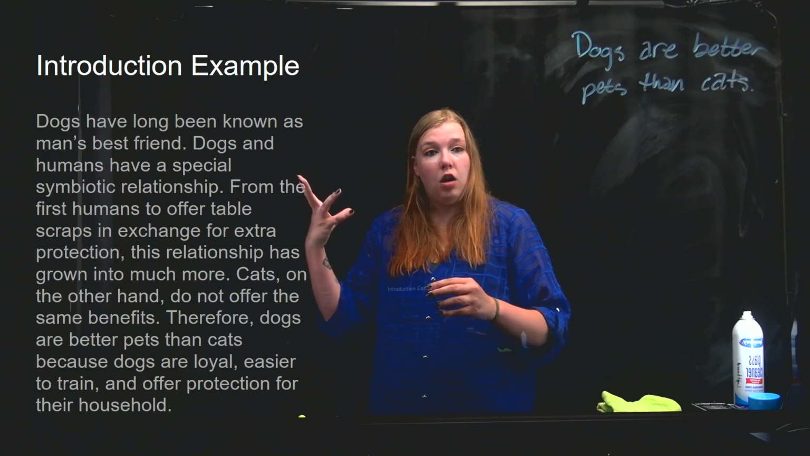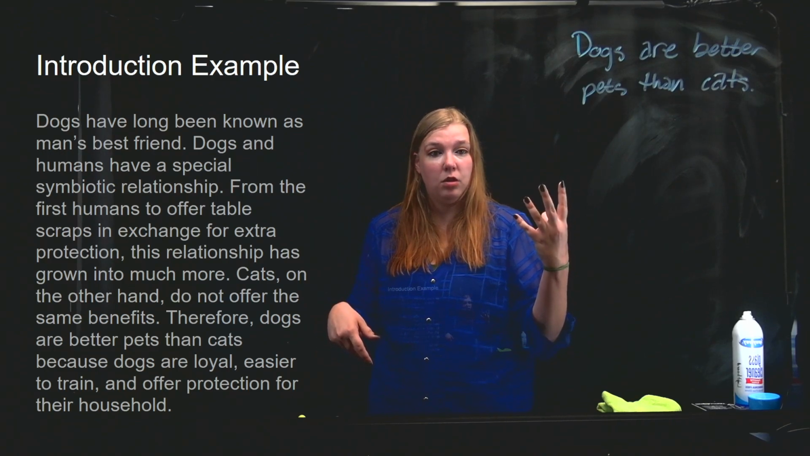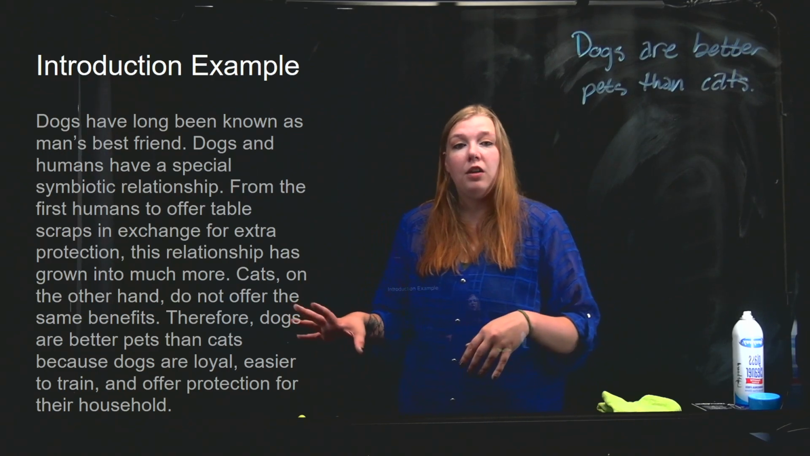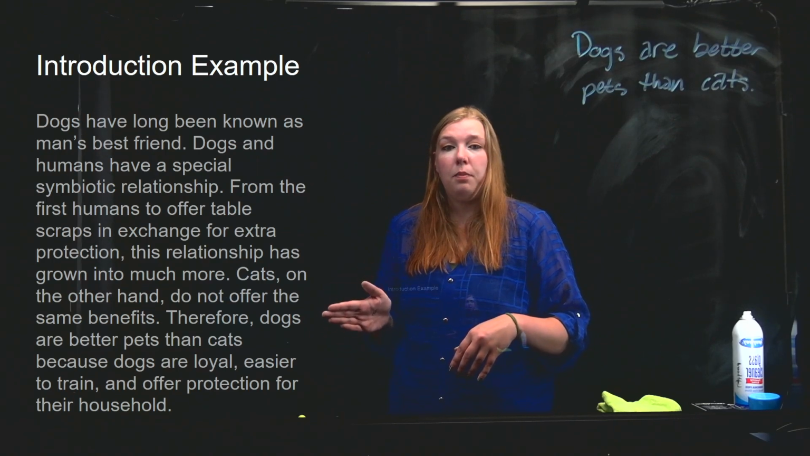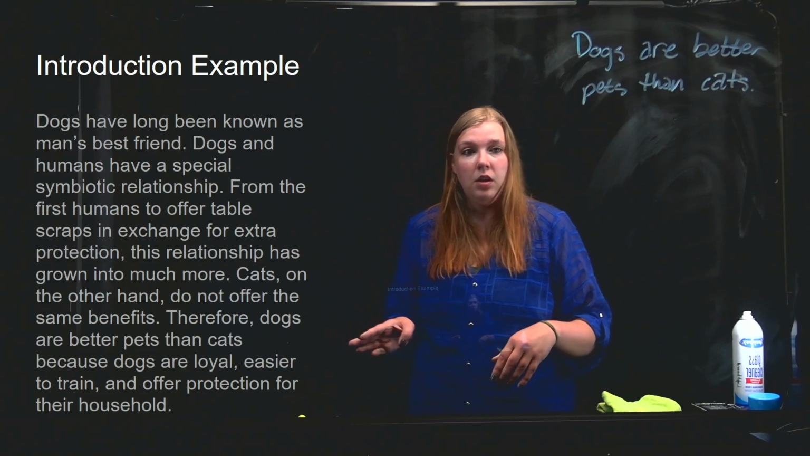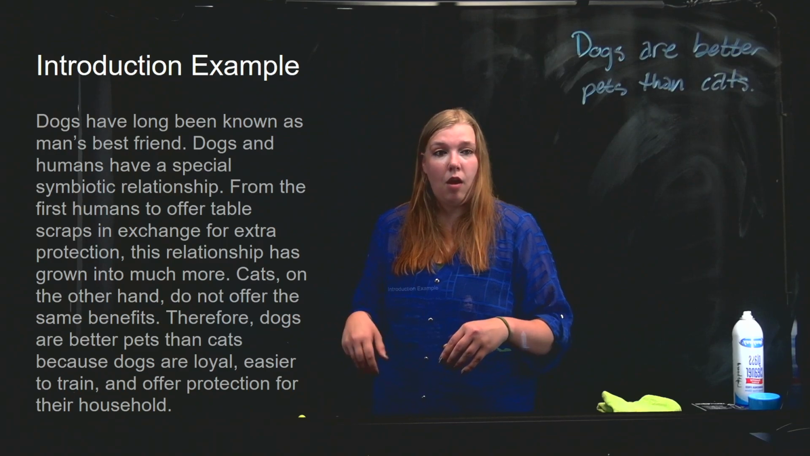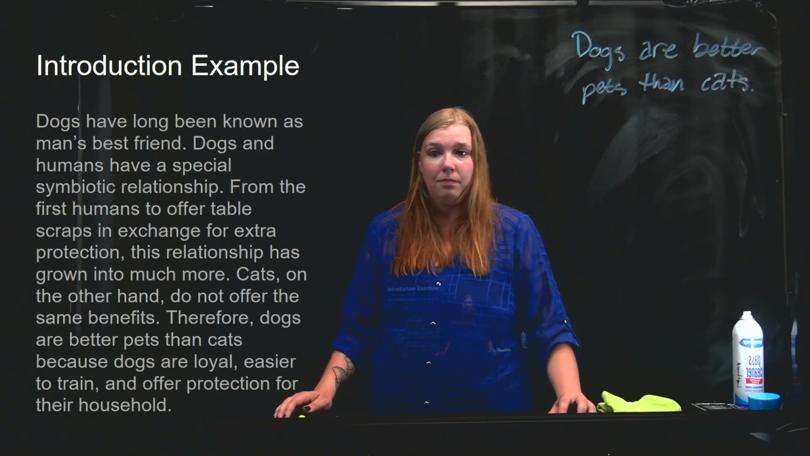So we've discussed dogs and their relationship with humans. We've also discussed cats and their relationship with humans. Finally, we get to our thesis statement. Therefore, dogs are better pets than cats because they are loyal, easier to train, and offer protection for their household. So in that thesis statement, I offered my three main points that I'm going to discuss later in the essay.